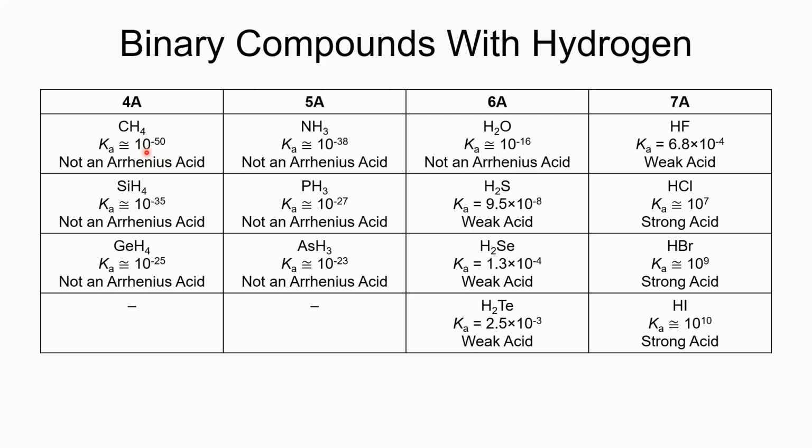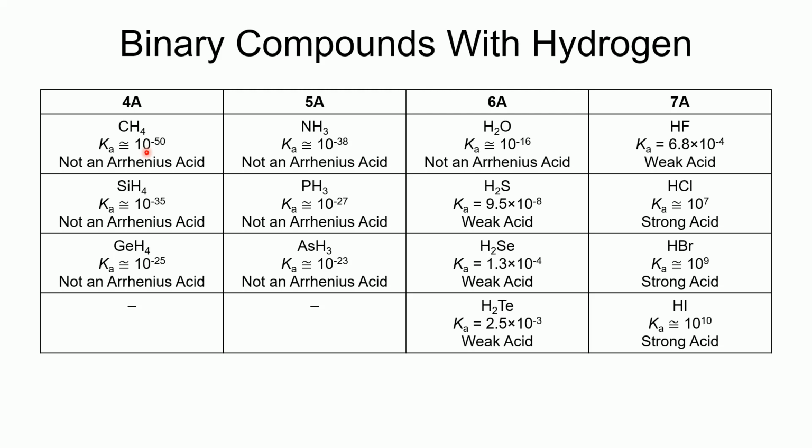But that 10 to the negative 50, that number is based on energy differences between hydrogen ion and between CH4 and its conjugate base. So we can use those. We can use the energy differences to get them.